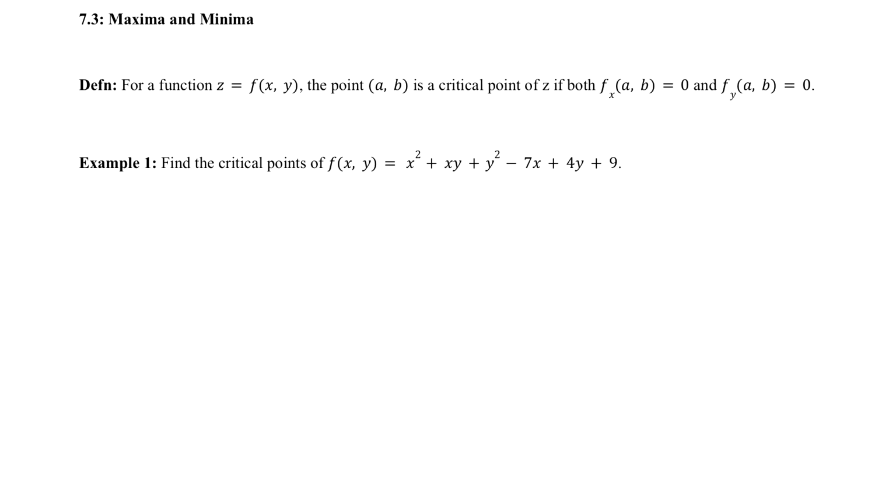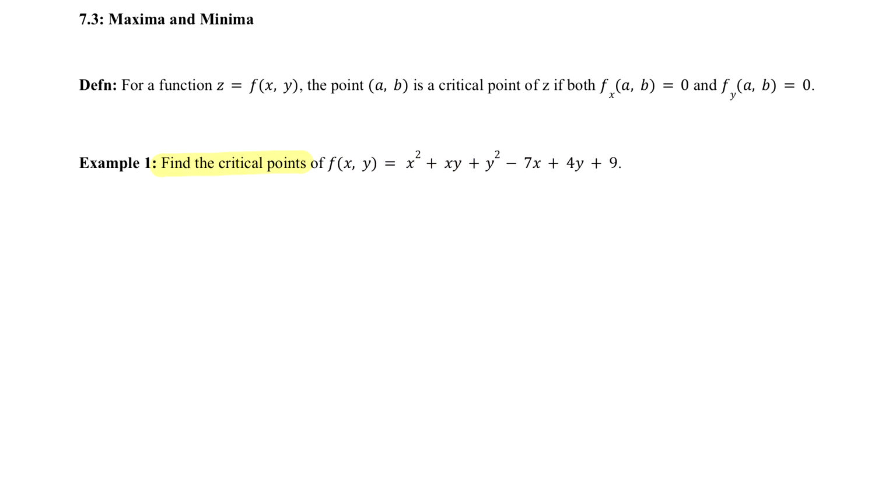For our very last section of this class, we're going to look at a couple different videos here revolving around the same function. So we're going to start off with a function. Here I have f(x,y) is equal to x squared plus xy plus y squared minus 7x plus 4y plus 9. And to start off, I want to just find the critical points.